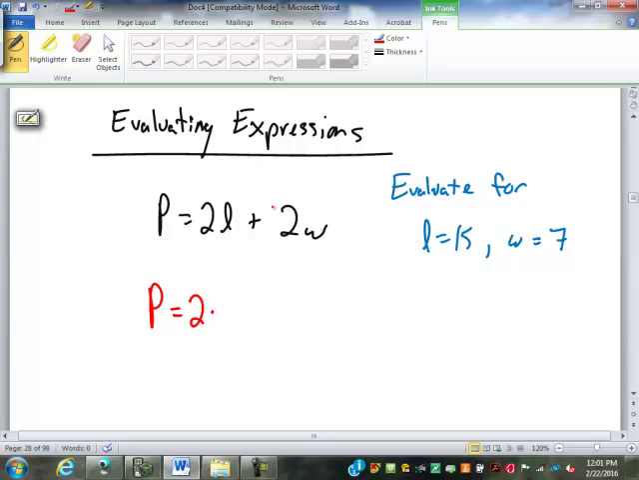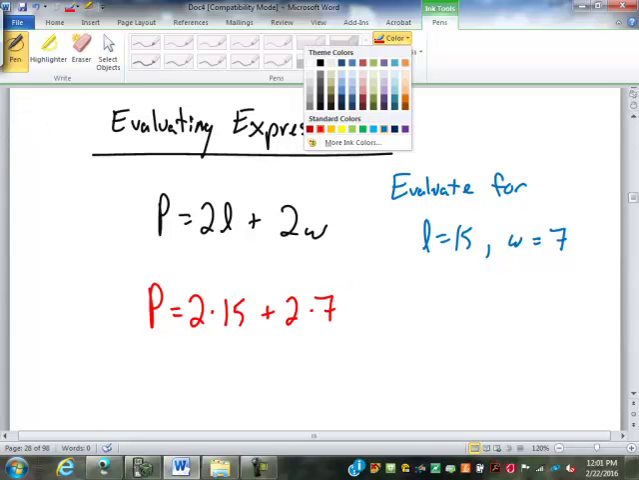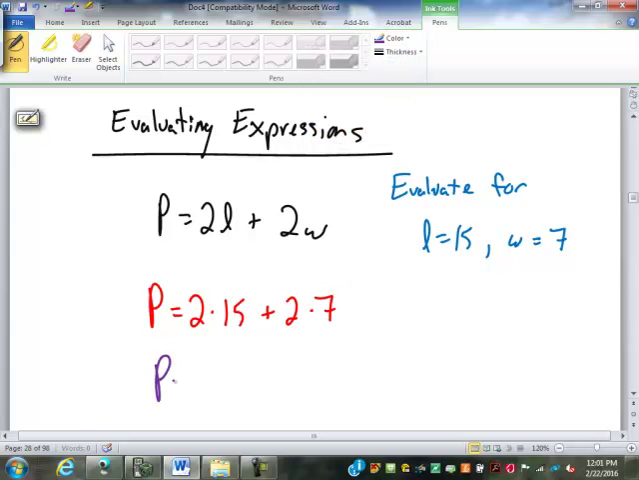2 times L is 15 plus 2 times W is 7. So now it's just order of operations. Multiply first. 2 times 15 is 30. I'm going to cheat and do these on the same line. 2 times 7 is 14. And now we add 30 plus 14 is 44. So we get a perimeter of 44.